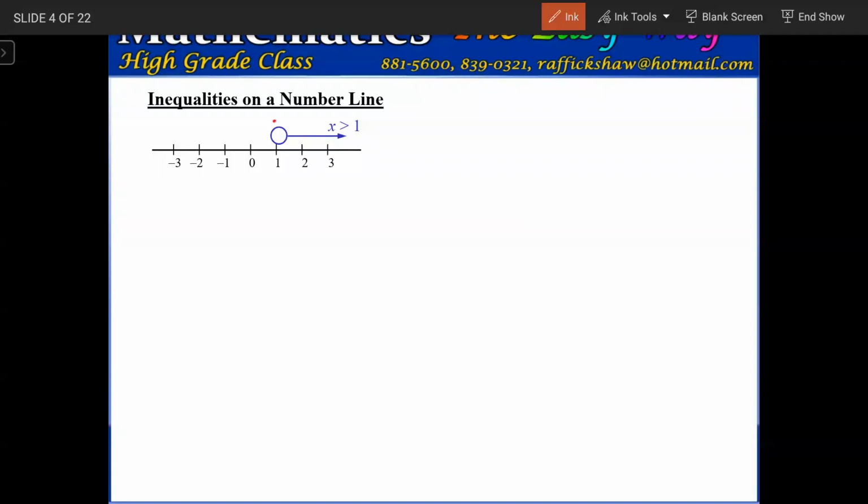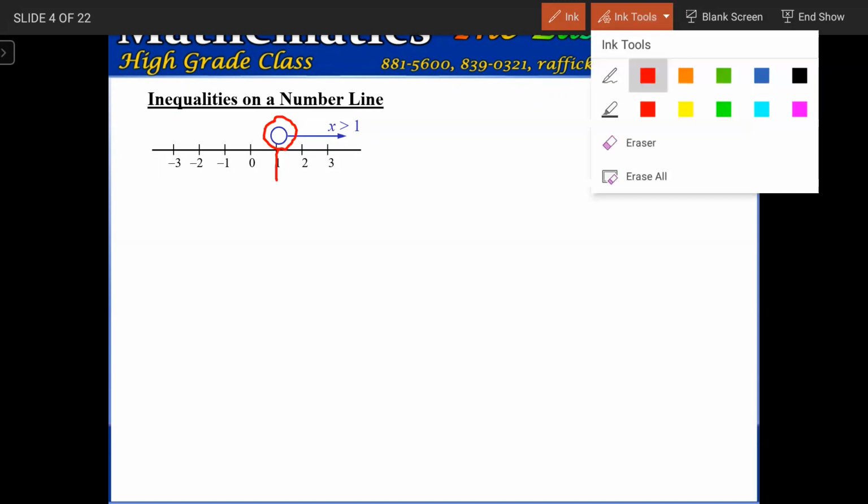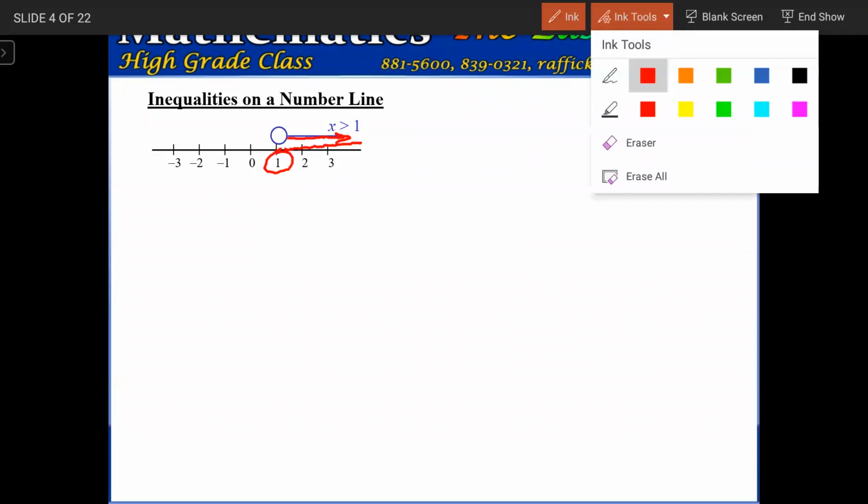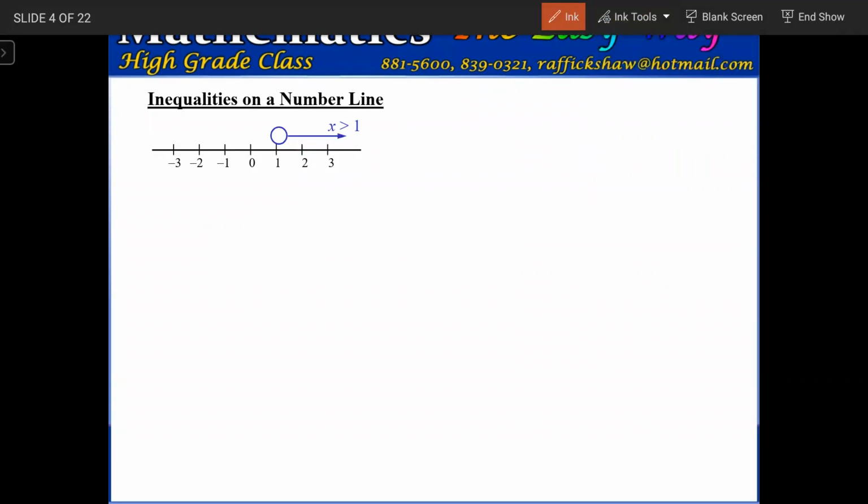Now, the critical thing to notice is that this circle is on the 1, right? So it means that the one is a critical value. And the next thing is that this arrow is pointing to the right, meaning that we want values to the right of the one, right? But one important thing is that the circle that is on the one is actually not shaded. It could have been shaded, like that, which will make a difference.